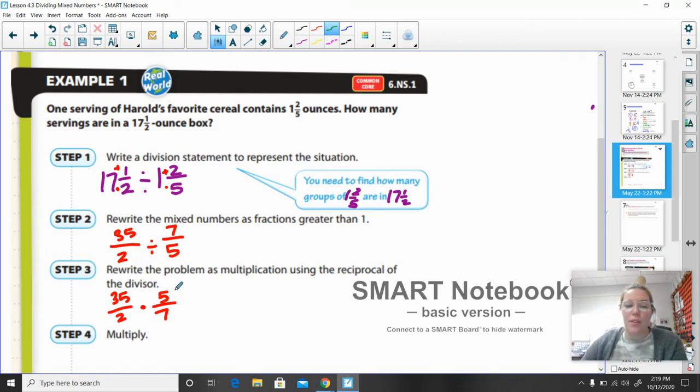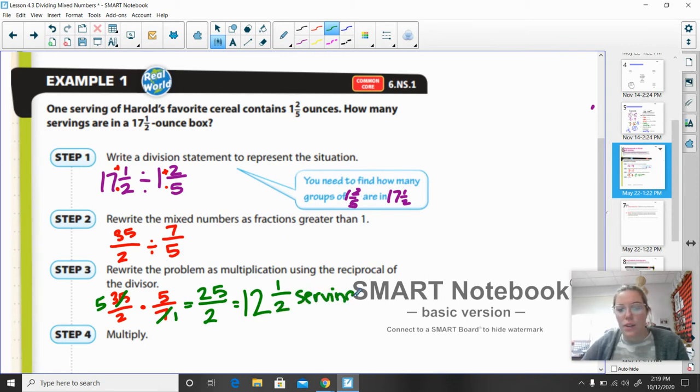So now we cross simplify. 2 and 5 can't be cross simplified, but 7 divided by 7 is 1, and 35 divided by 7 is 5. So now I can multiply. 5 times 5 is 25. 2 times 1 is 2. 2 goes into 25 12 times. 12 times 2 is 24, so I have 1 left over. So there are 12 and a half servings of his favorite cereal.